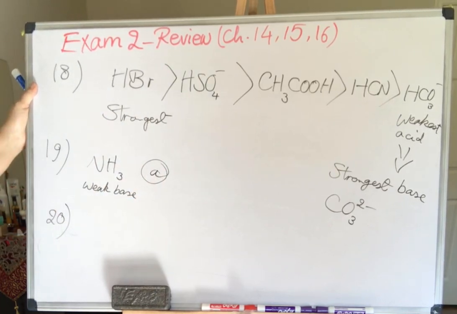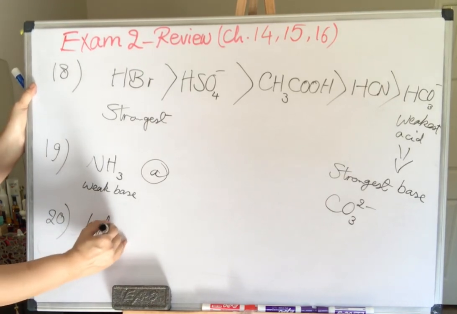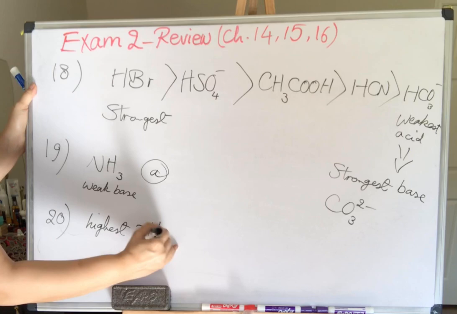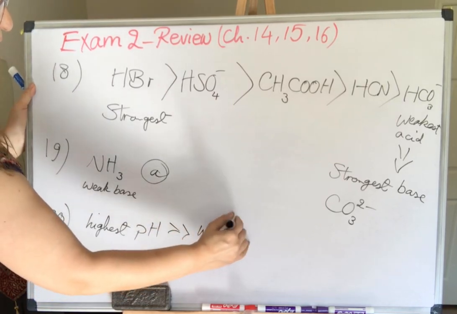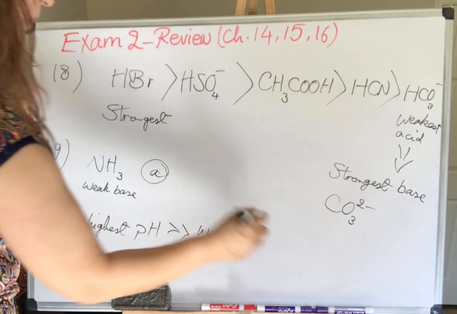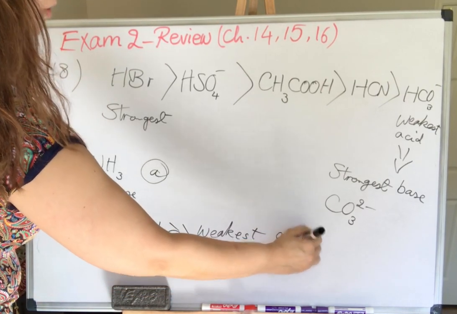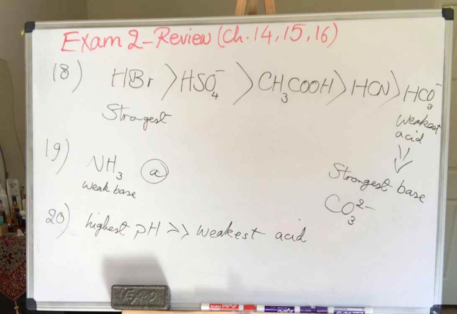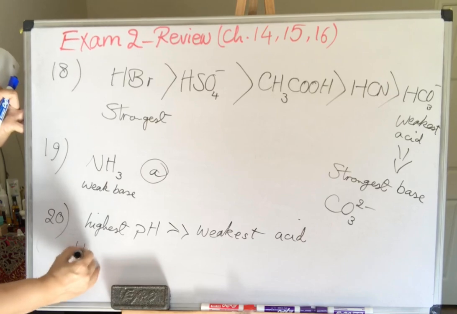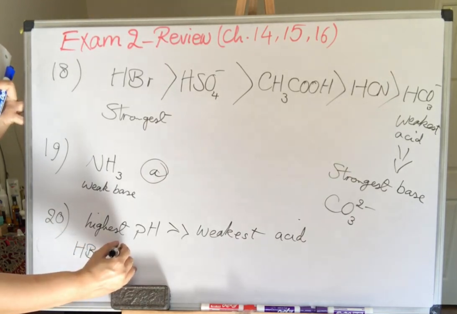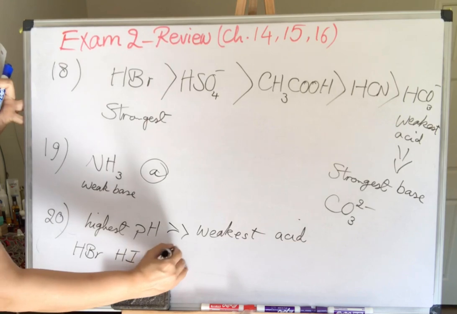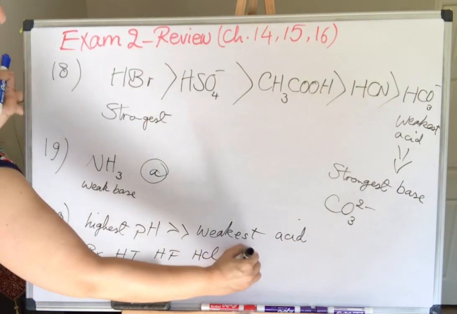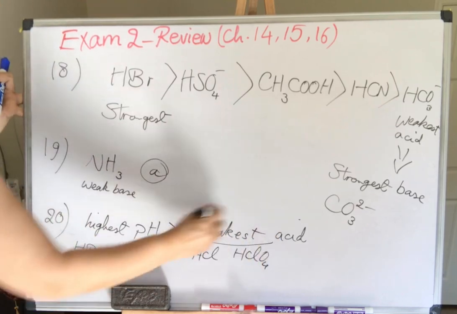And to finish this video, let's work on question number 20. Which solution has the highest pH? Highest pH means weakest acid, because the strong acids have low pH. So let's determine the weakest acid. We are determining the weakest acid amongst these. The molarities of all of them are the same: HBr, HI, HF, HCl, and HClO4.